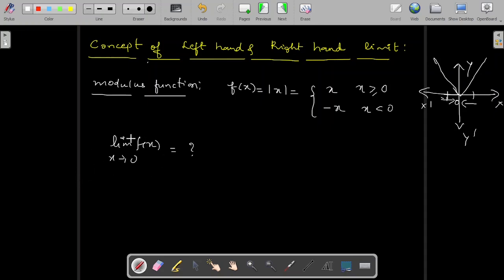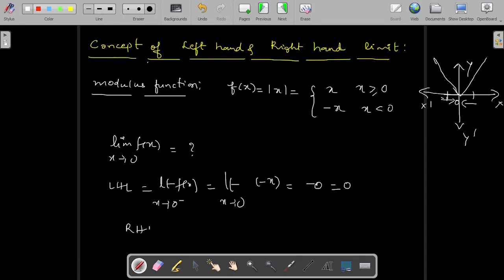What is the function's limit as x tends to 0? So we have to find LHL, the limit of f of x as x tends to 0 from the left. X is less than 0. When x is less than 0, what is the value of the function? Minus x. Apply x equal to 0. Minus 0, which is nothing but 0.